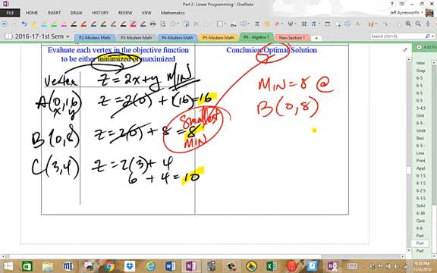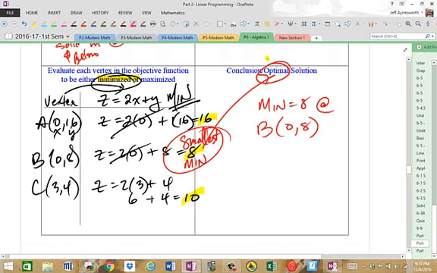Okay? And that is our optimal, which, as I've been trying to say to you guys, means our best solution. Our optimal best solution is point B, all right? Because that gives us a minimum of 8. In a real problem, 0,8 would stand for something. 0 items of something and 8 items of something else. Okay? In a real problem. You'll see that in my next lesson.